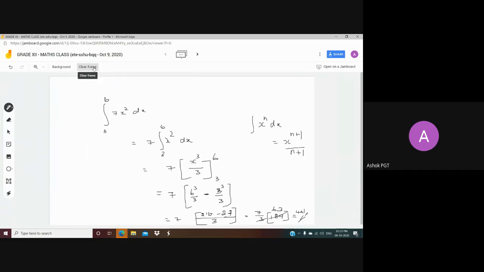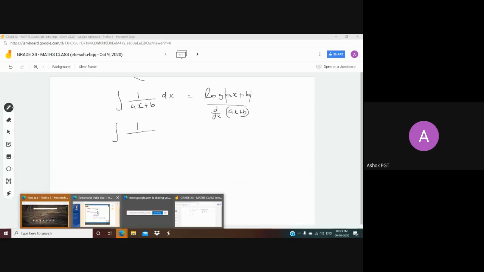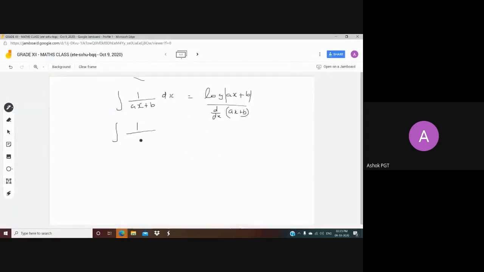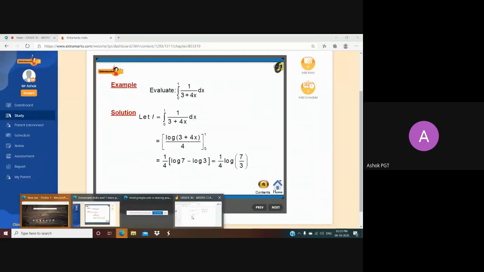Students, 1 minute. So integration of 1 divided by ax plus b dx formula is equal to log mod ax plus b whole divided by derivative of ax plus b. This is the formula. That question is 1 divided by, 1 minute students, 4x plus 3 dx. What is the limit? 0 to 1.